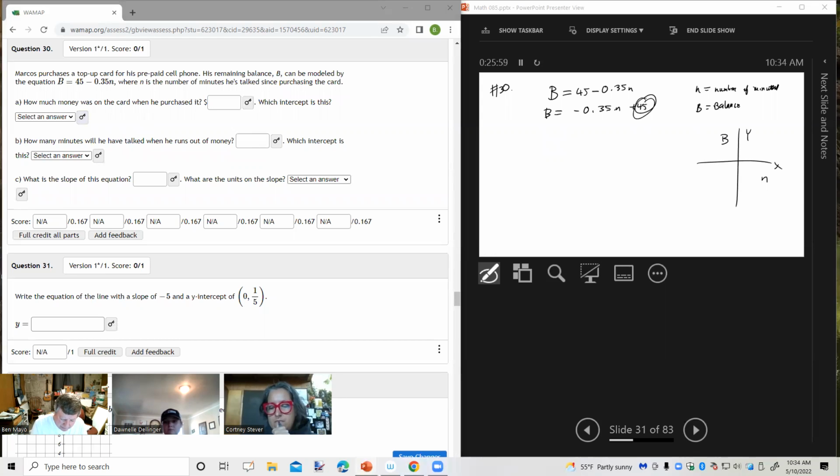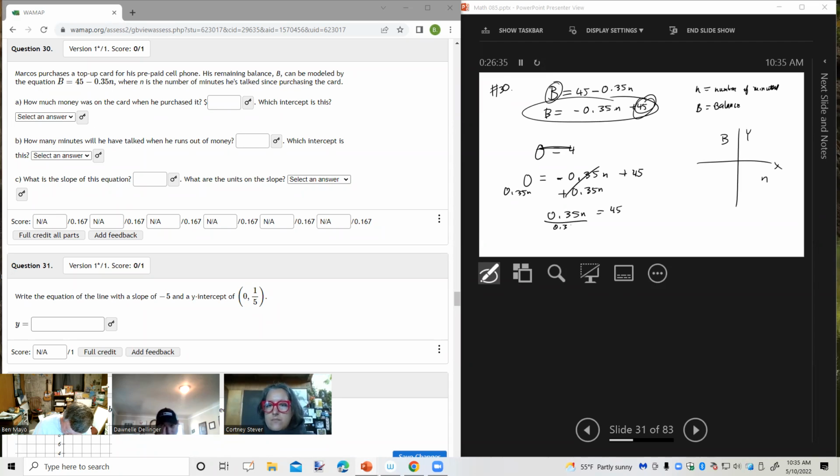So B is the balance on his card. When he runs out of money, he will have no balance. So I guess I should use this equation since I wrote it that way. You'd have 0 equals negative 0.35 N plus 45, because the balance would be 0. I'm going to add 0.35 N to both sides of the equation. So now 0.35 N equals 45. Divide both sides by 0.35. Go to the calculator.